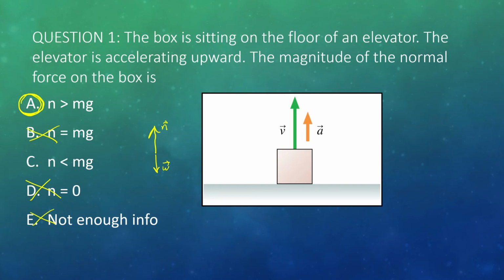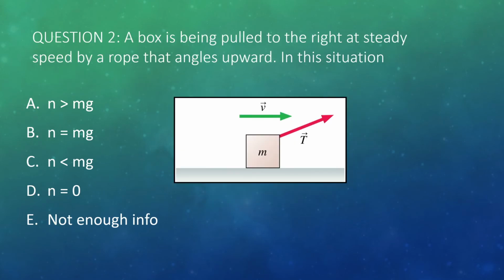Okay, let's try to use that same idea to solve question 2, which is commonly answered wrong. A box is being pulled to the right at a steady speed by a rope that angles upward. In this situation, what can we say about the normal force?